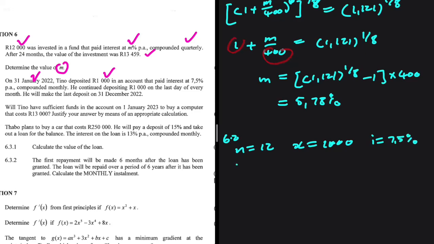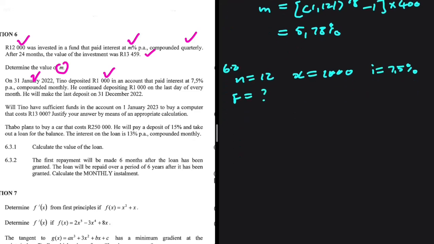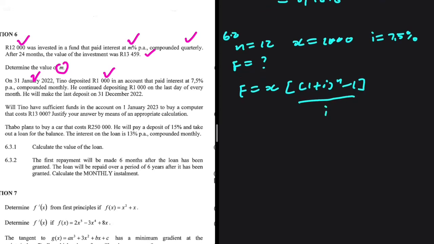How much money is he gonna have at the beginning of the following year? That's what we're trying to figure out. We're gonna have the future value. This is future value because we are saving money and making monthly contributions. It's gonna be equals to x multiplied by 1 plus i, everything to the power n minus 1, everything divided by i. Let's go ahead and substitute.